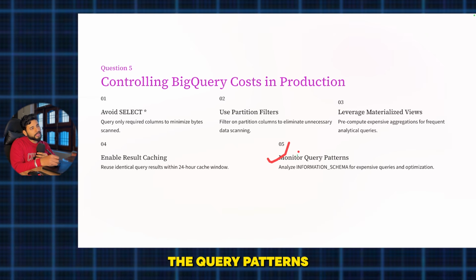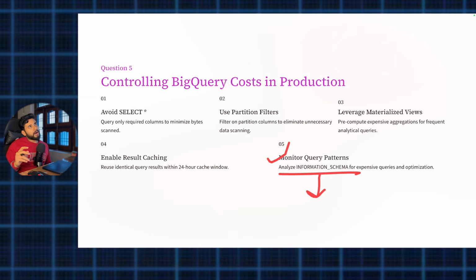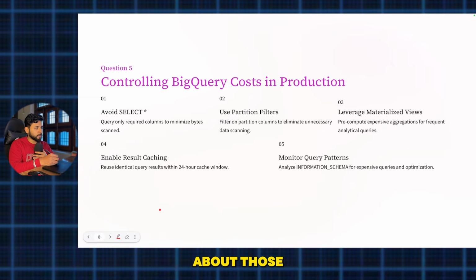Next thing is to monitor the query patterns. In the information schema we already have monitoring. Go and see how much cost it is taking, what the queries are, and what optimizations you are applying. All those things you can see and understand.